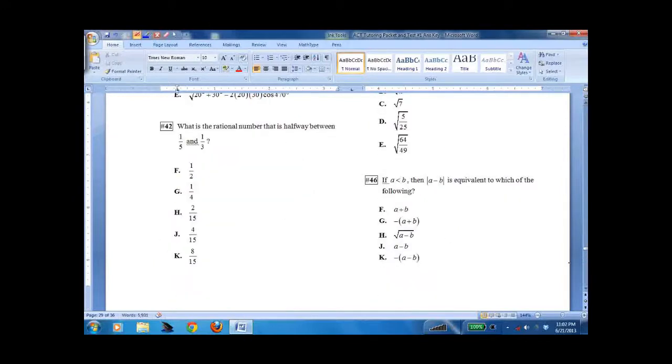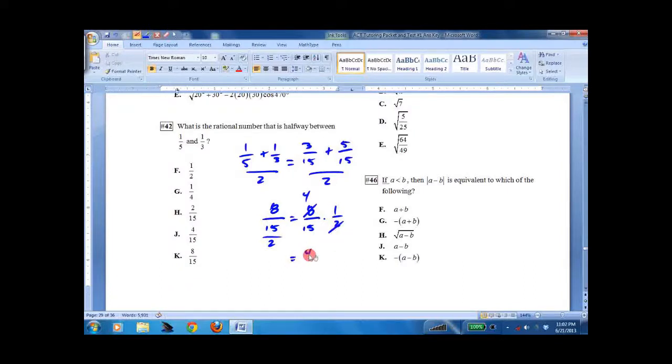It's also a problem designed to make you fear the problem. It's very challenging. What's a rational number halfway between these? Well, what's the average? 1/5 plus 1/3 divided by 2. 3/15 plus 5/15 divided by 2. 8/15 divided by 2 equals 8/15 times 1/2. So equals 4/15. A good one to use your calculator for, in the math frac button. Done.